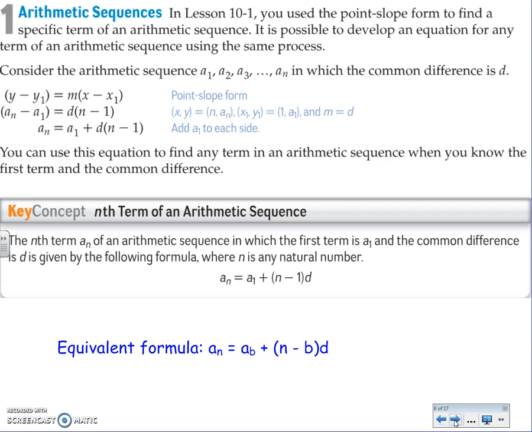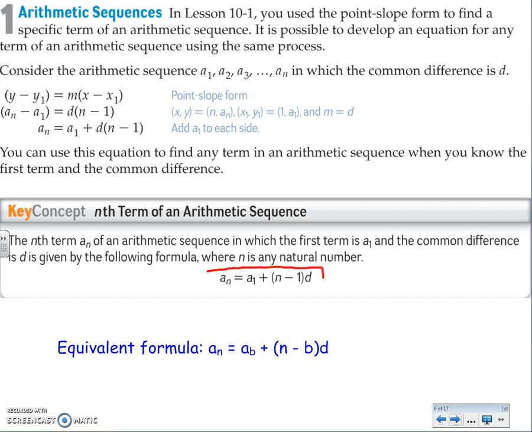So remember in 10-1, we used the point-slope form to find the specific term of the arithmetic sequence because the graph was linear. It is possible to find the explicit equation to find any term in the arithmetic sequence by using the same process. We just use general letters, so instead of x, y, x1, y1, we use a sub 1, a sub 2, a sub 3, and so on. And the common difference is d. So they solved it, and they got this equation right here.